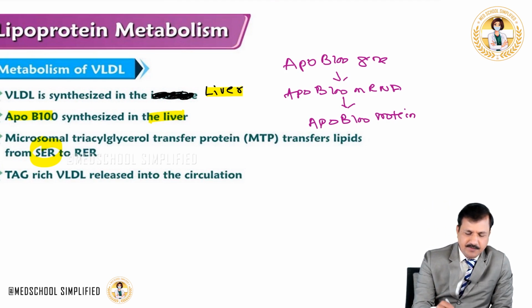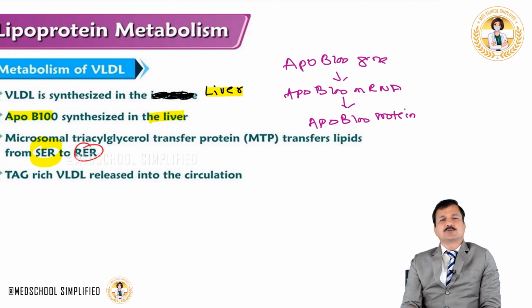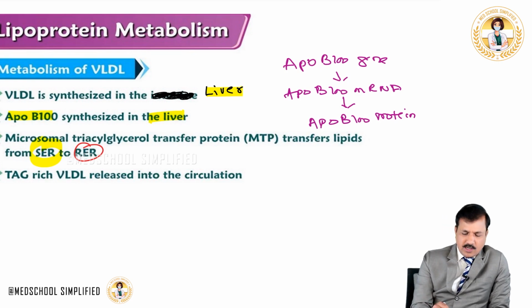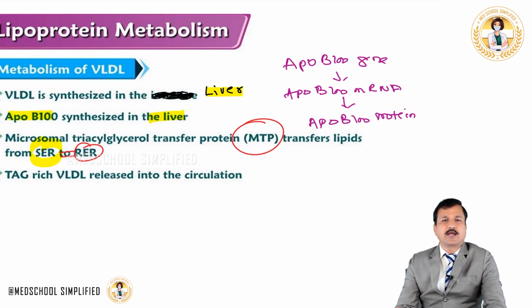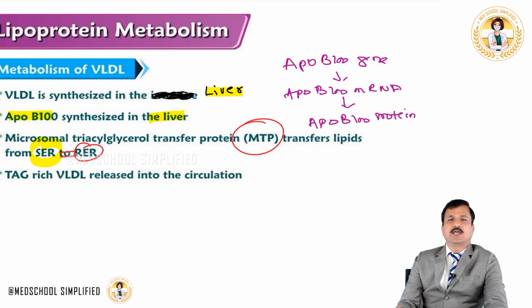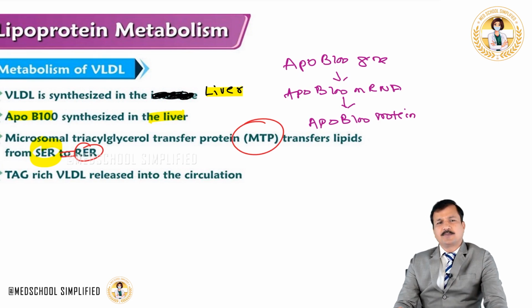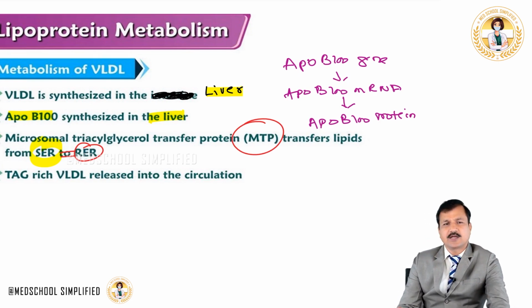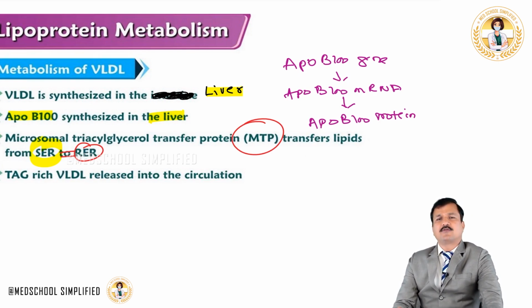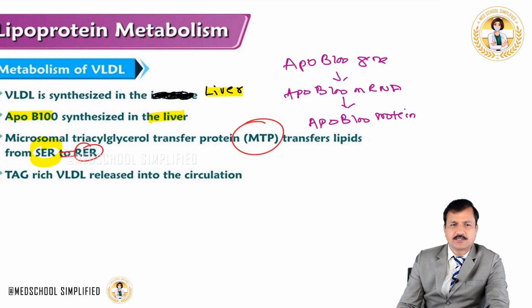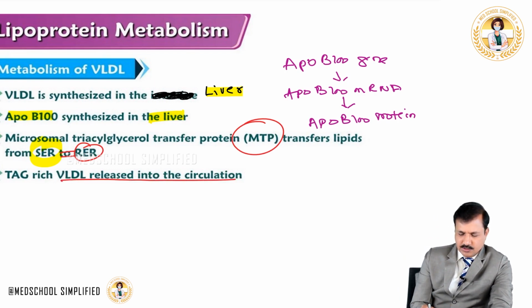Apo B-100 protein is there in the rough endoplasmic reticulum. So now lipid in the smooth endoplasmic reticulum needs to be transported to the protein present in the rough endoplasmic reticulum, and for that we need microsomal triacylglycerol transfer protein, just like what we have seen in the chylomicron synthesis. Now the TAG-rich VLDL in the rough endoplasmic reticulum passes on to the Golgi complex. From the Golgi complex, it will be secreted into the sinusoids of the liver, into the space of Disse, and from there it goes into the systemic circulation. So TAG-rich VLDL is released into systemic circulation.